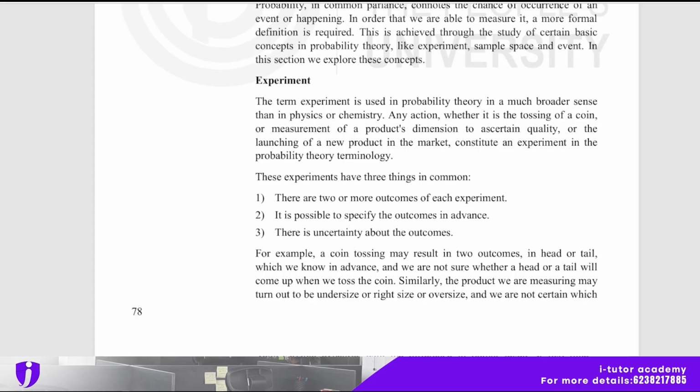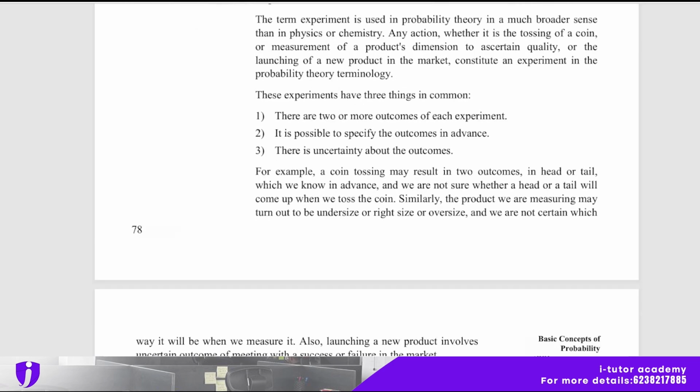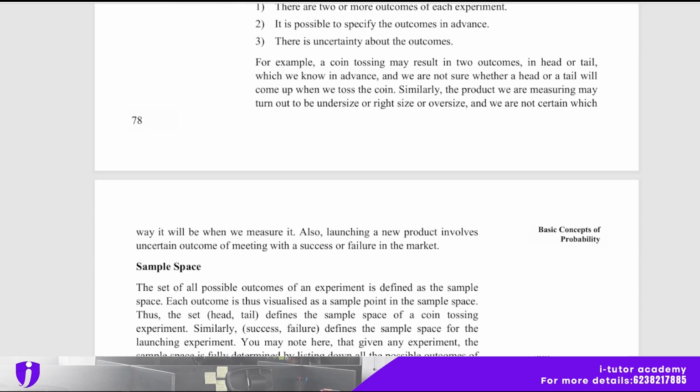These experiments have three things in common. There are two or more outcomes of each experiment. It is possible to specify the outcomes in advance. There is uncertainty about the outcome. So there is an example also here. And sample space.